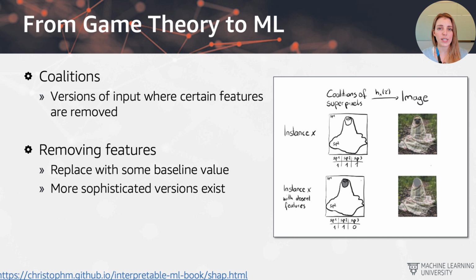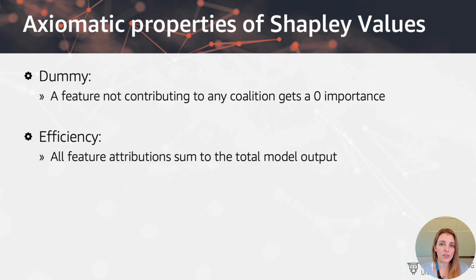So what we need to do instead is replace any missing values, so we can simulate dropping off features or players by replacing them with a baseline value of that feature. And just to note here, there are actually more sophisticated versions of how we can go about removing those features as well. But for our purpose, we're just going to assume that if we were to drop a player from the game or remove a feature from the prediction space, well then we're going to have to replace it with a baseline value. Shapley values now, they have certain axiomatic properties.